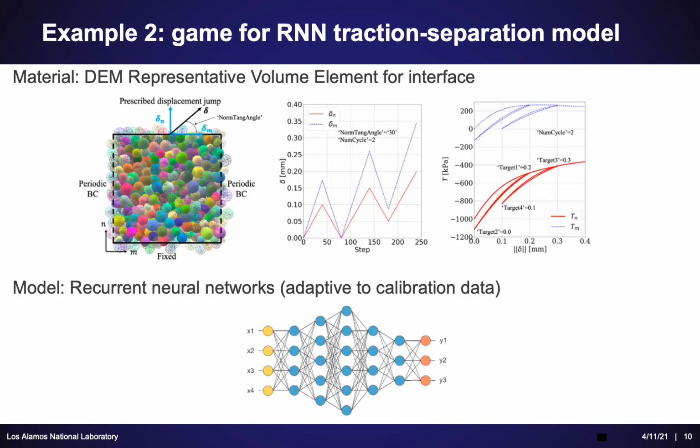The second example is on machine learning traction separation models. The material now is DEM for interface. The decision trees now include shear tests with different normal openings and shear displacements. And you can also design different loading, unloading, reloading paths. The model now is recurrent neural nets, which can adapt to different calibration datasets. This is in contrast to the previous Drucker-Prager model, which is fixed.